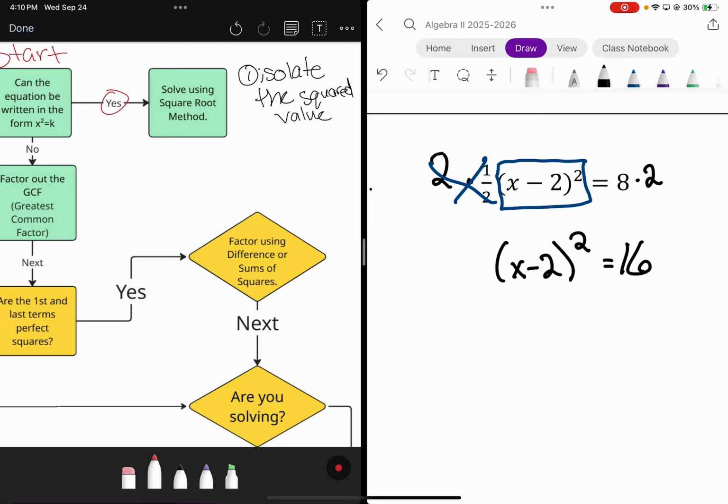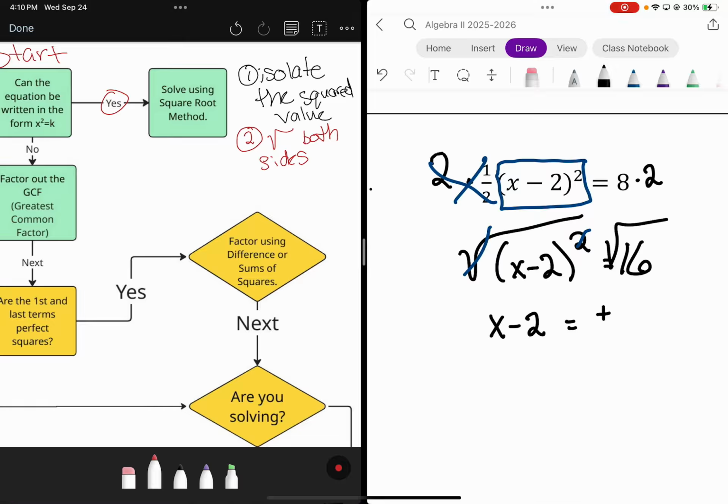Once you've isolated that squared value, which we have, the second thing you're going to do is square root both sides. So we're going to take a square root of x minus 2 in parentheses squared and the square root of 16. When you have an equation and you take the square root, you are going to get a positive answer and a negative answer. So you're going to get x minus 2, the squared and the square root simplify with each other. And then when we take the square root of 16, we're going to get a positive and a negative 4.